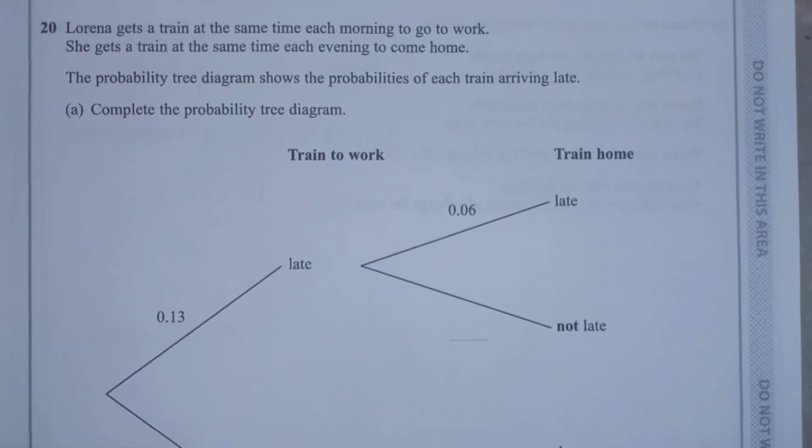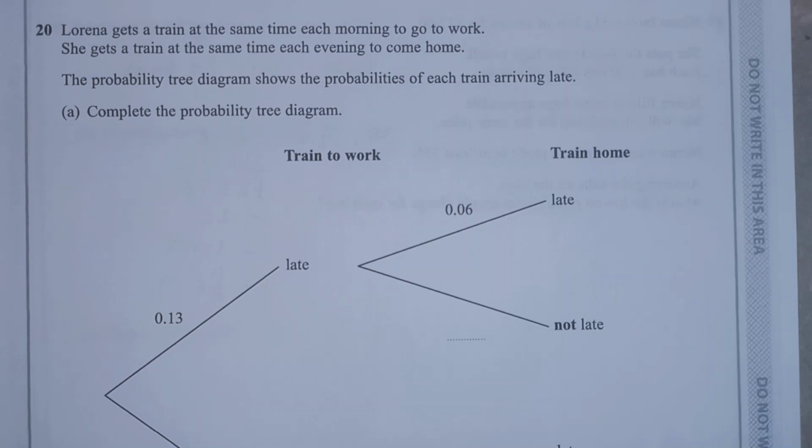Okay, question 20. Lorena gets a train at the same time each morning to go to work. She gets a train at the same time each evening to come home. The probability tree diagram shows the probabilities of each train arriving late. Complete the probability tree diagram.